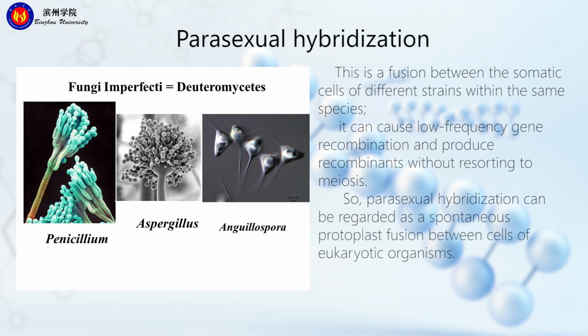So, parasexual hybridization can be regarded as a spontaneous protoplast fusion between cells of eukaryotic organisms. It is a common phenomenon in some strains of fungi imperfecti.